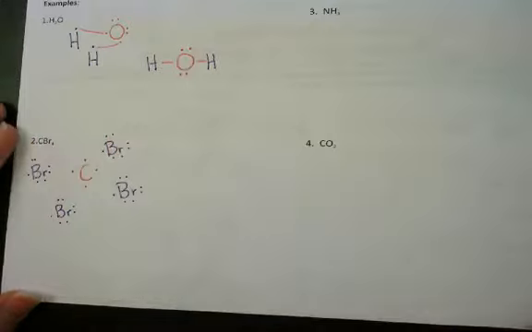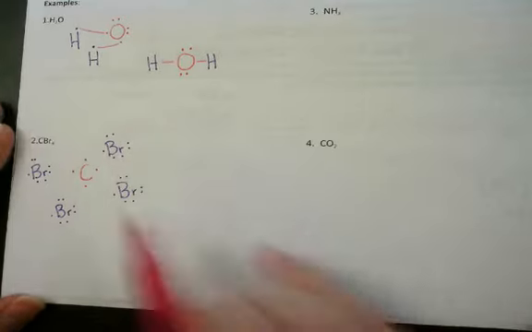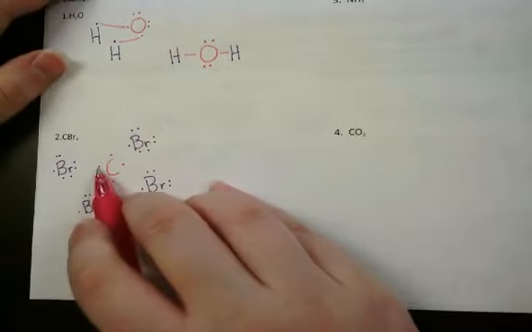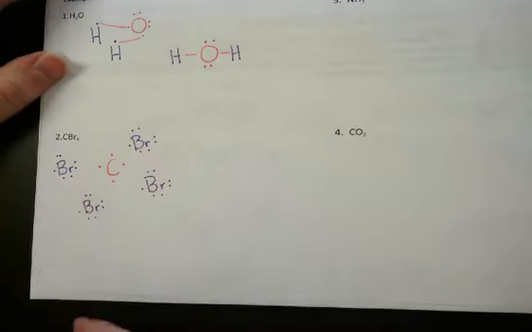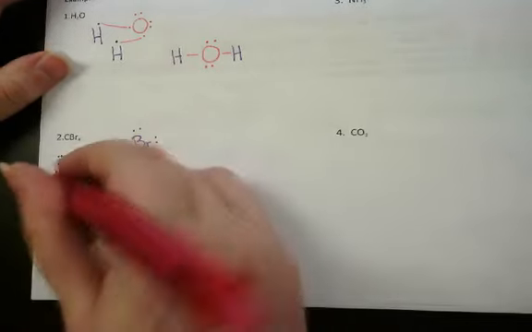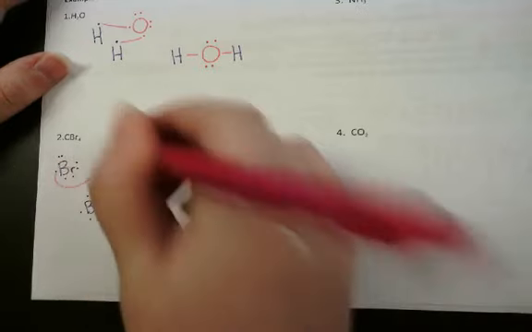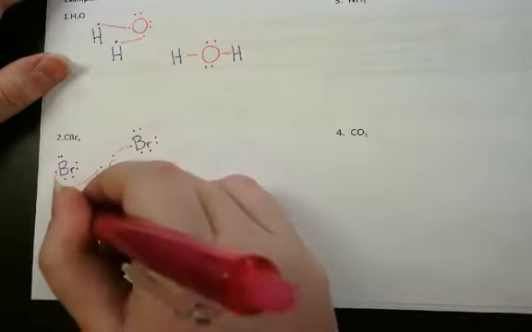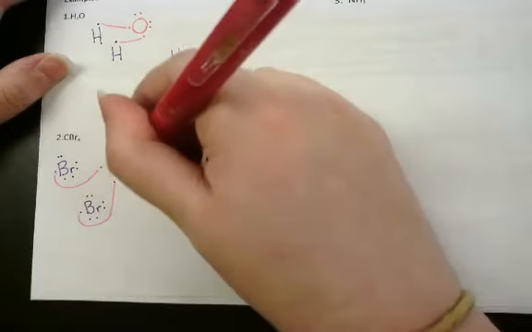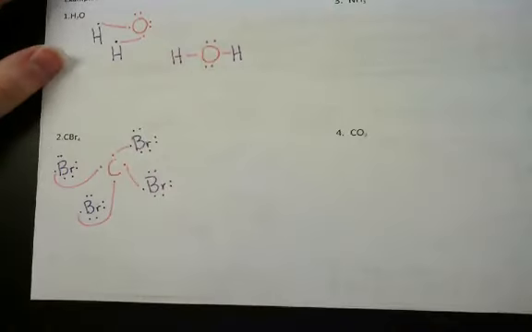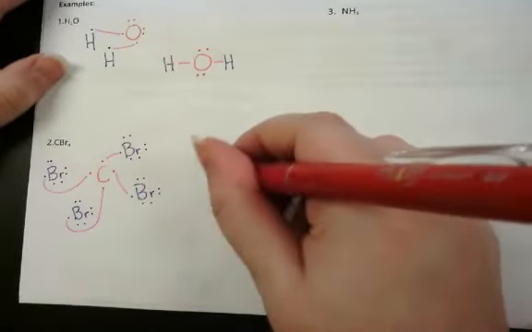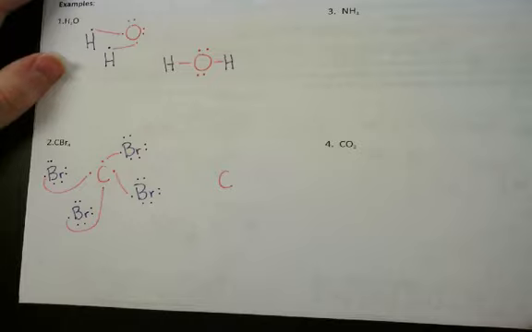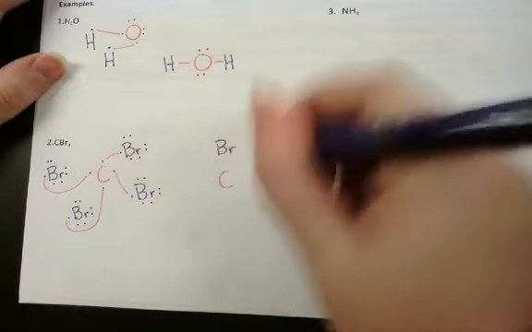Alright, so now I'm going to look and connect any lonely dots between my bromines and my carbon. So this carbon has 4 lonely dots. Well, look, we have 4 bromines and each bromine has 1 lonely dot. So I can connect 4 bromines to this 1 carbon. And so whenever I do that and I make it look all nice and pretty, I'm going to have the 4 bromines around the carbon.